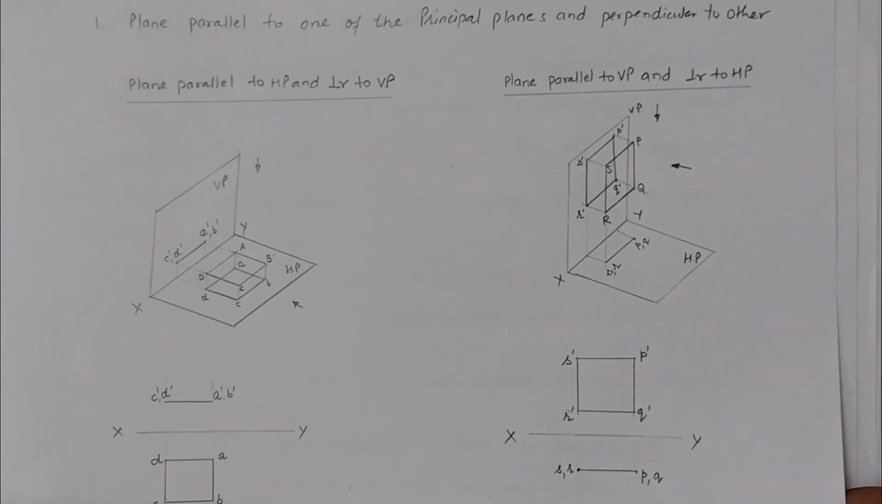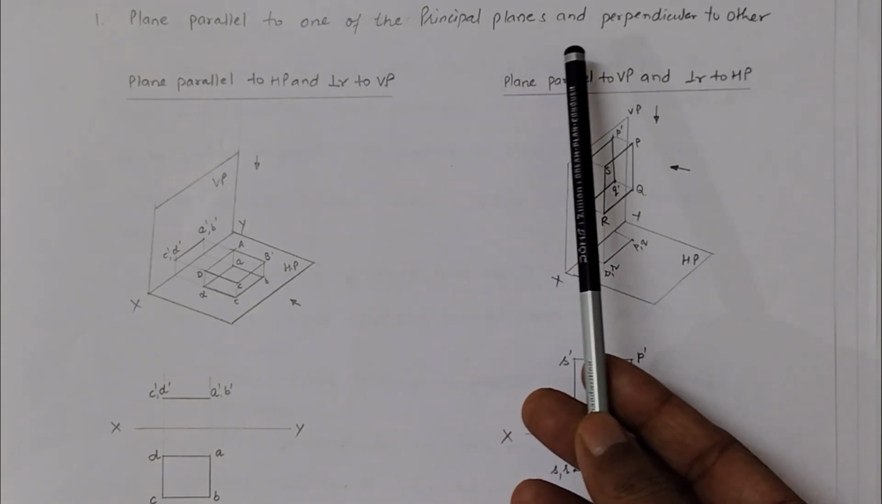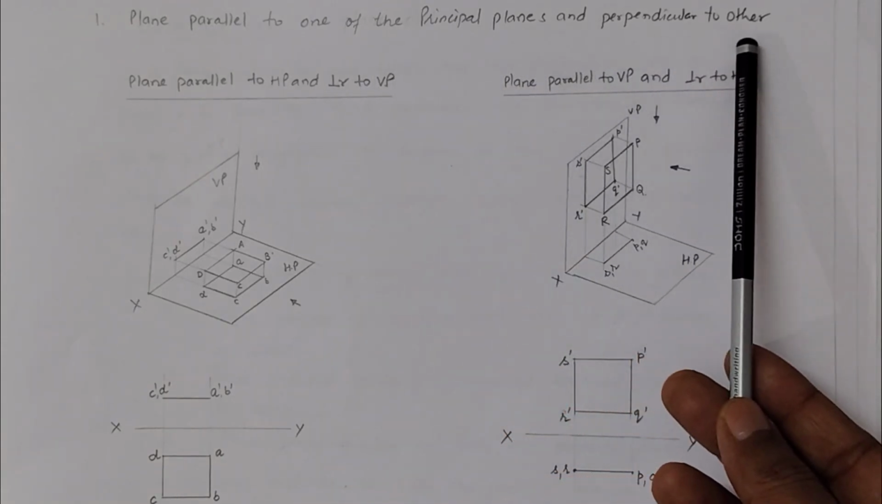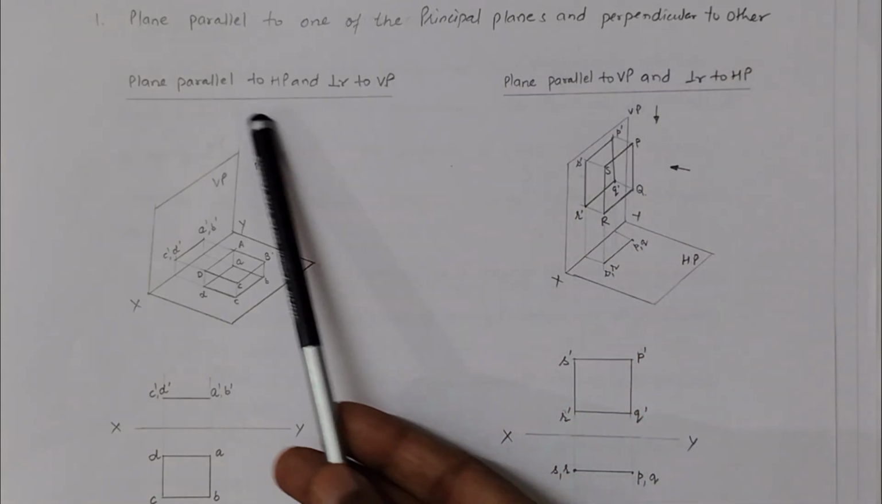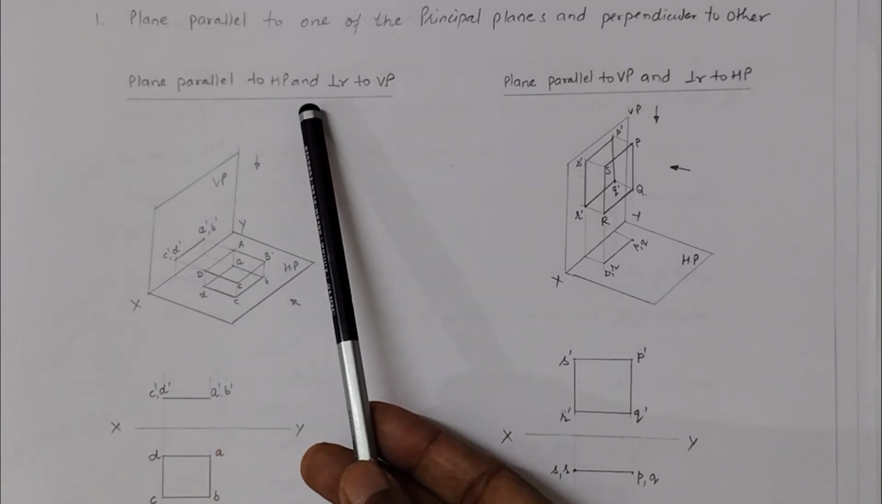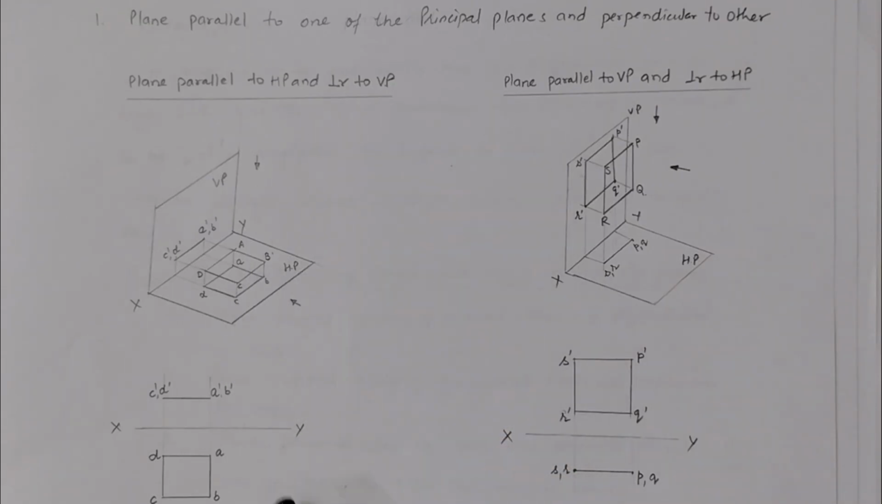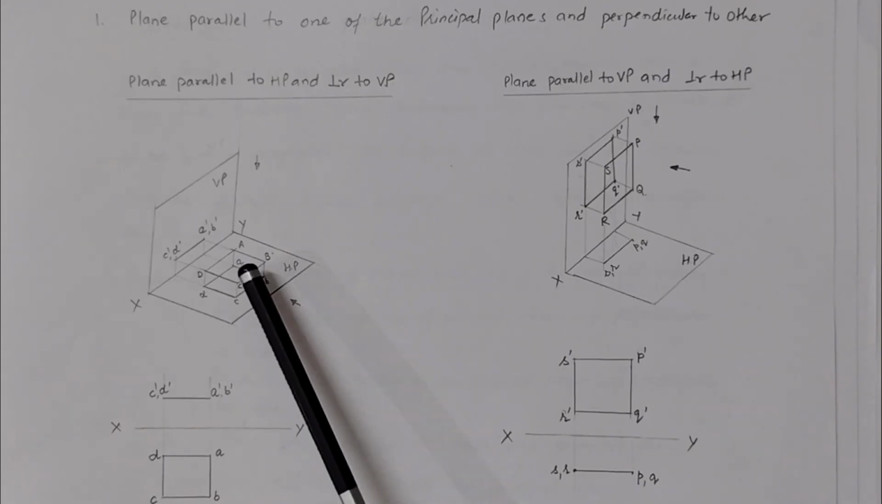So very first is plane parallel to one of the principal planes and perpendicular to the other. So we will discuss, in subcategories, very first, plane parallel to horizontal plane and perpendicular to vertical plane. So as shown in this diagram, here is the vertical plane and horizontal plane. So the object is a square here.